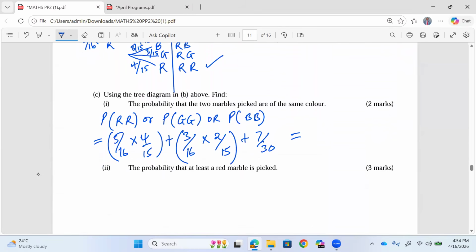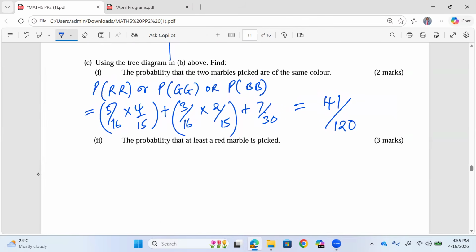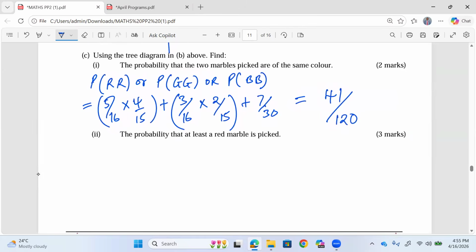So we can now check it out. Allow me to compute 5 over 16 multiplied by 4 out of 15, I close my brackets, then I add 3 over 16 multiplied by 2 over 15, and I close like that, plus 7 out of 30. I'm getting exactly 41 over 120. Please confirm this value, and confirm whether that is now the answer. That is what I'm getting from the studio.